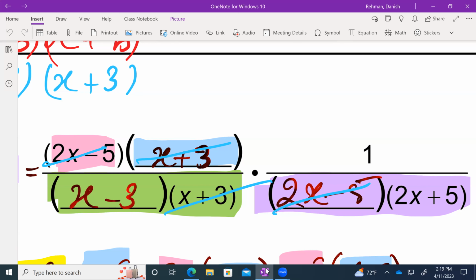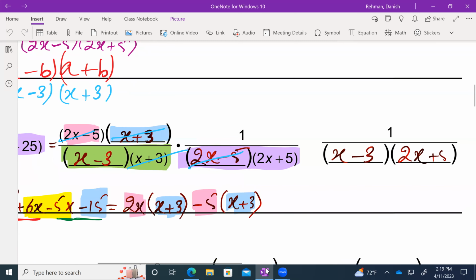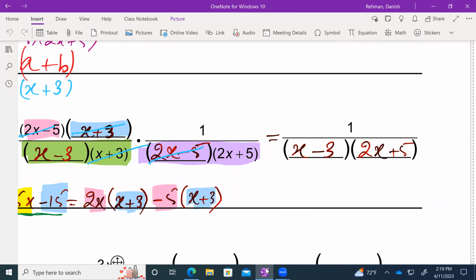That's my answer. Sorry, I should have brought it over here. So this is my answer then. I have just brought here the things which were left, and we are done. Nothing more to do. And I will stop the recording here.